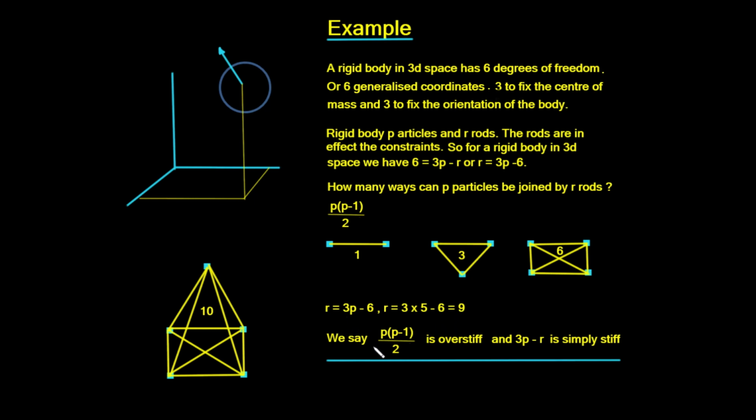Now, in this instance here, if we were to follow this equation here, which gives us the maximum number of rods or constraints, then we would say this system would be over stiff. But if we were to follow the 3p minus r, we would say it would be simply stiff. So what we could do is we could actually get away with removing one of these rods, and this system would still be a stiff system. But if we were to maintain the entire number of rods, we would say the system would be over stiff. So that's just a little introduction of the ideas of degrees of freedom, and we can see how they relate to our coordinate system, and also how they relate to our generalized coordinates.